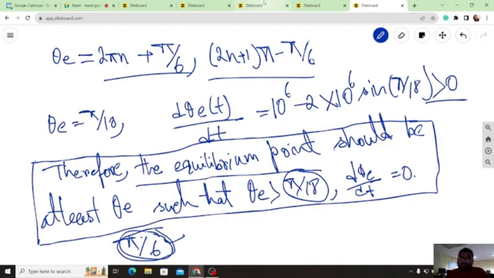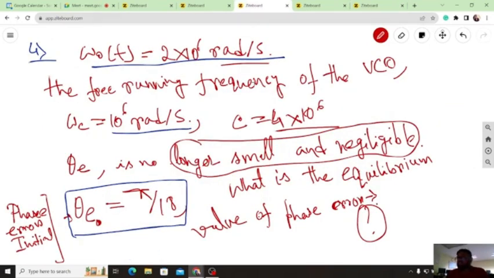Now let us move to the next question. The next question says that everything is same as question number 4, except the fact that the value of C is here 10 to the power 6. Then the question is the same question: what is the equilibrium value of the phase error?